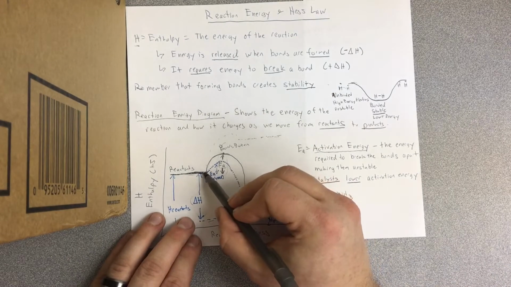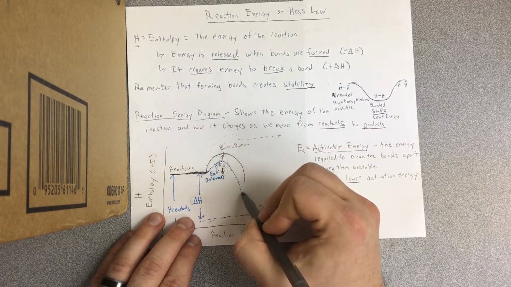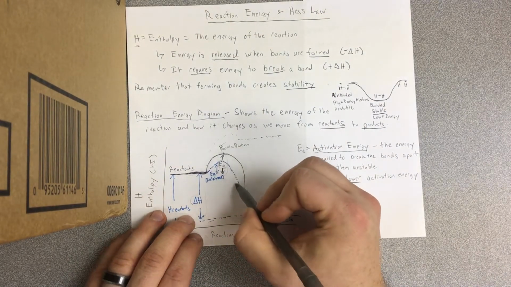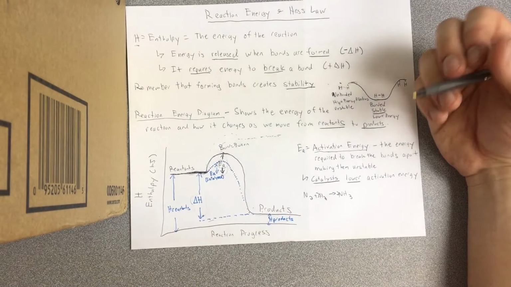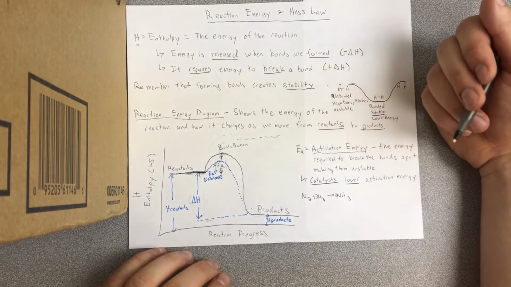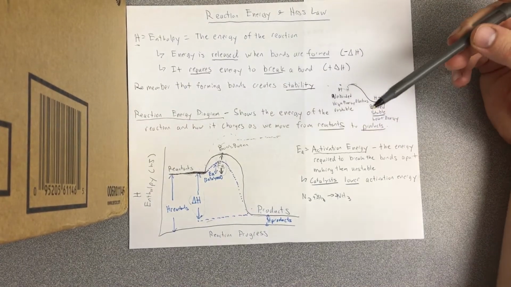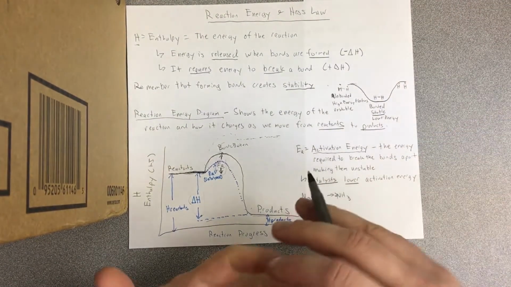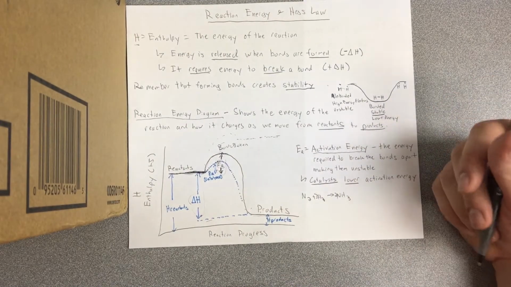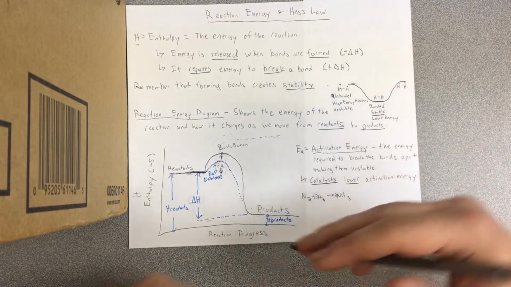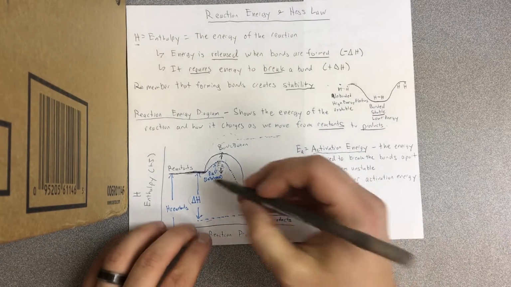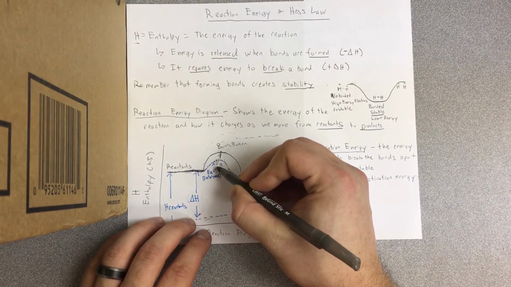Now, you'll notice that I drew this blue dotted line here to show something that I needed to show in terms of catalysts. So we talked about catalysts when we did equilibrium, but the only thing we said about them is that they don't affect equilibrium. But we know that they do something because they speed up a reaction. Well, the way that a catalyst acts is that it actually lowers this activation energy barrier.